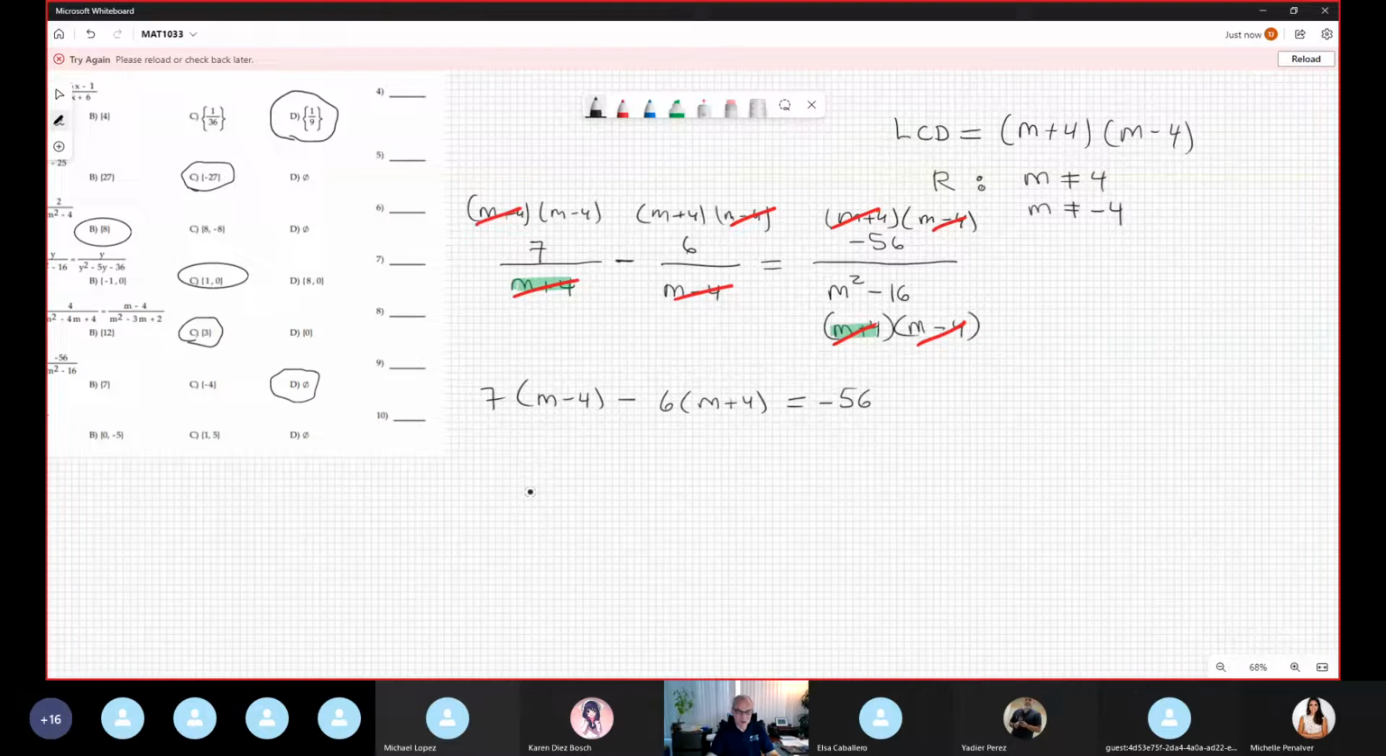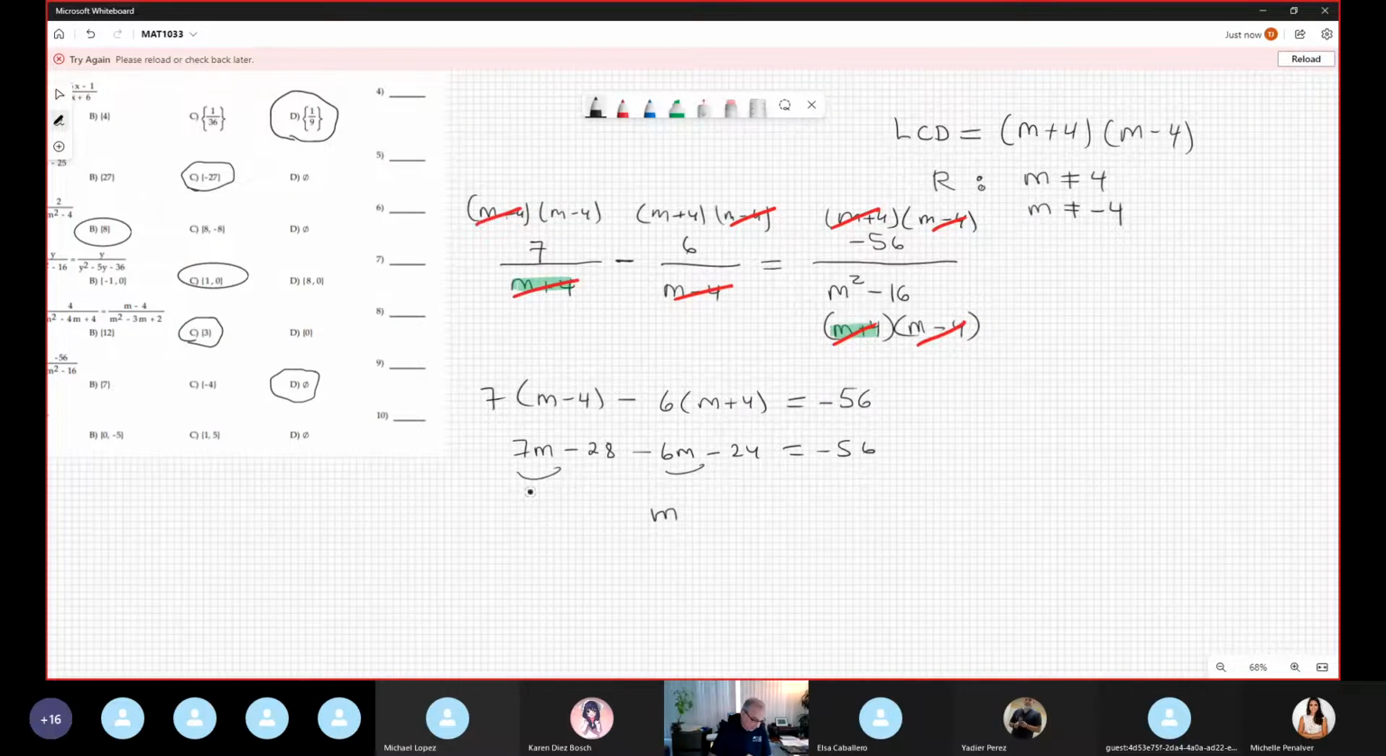The rest is algebra. 7n distributed: 7n minus 28 minus 6n minus 24 equals negative 56. And we combine 7n and 6n is 1n.